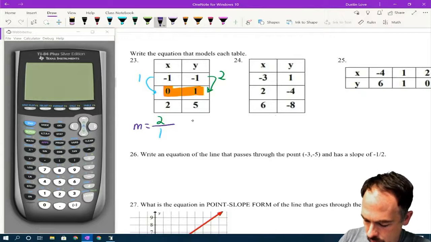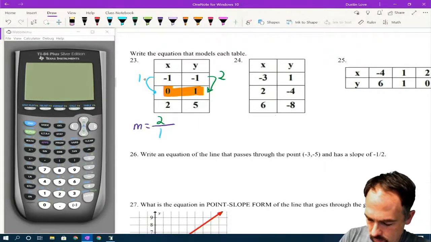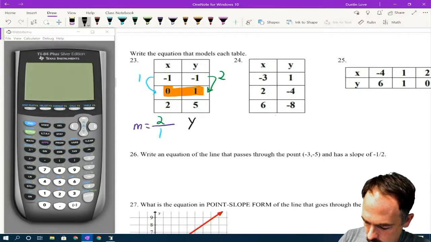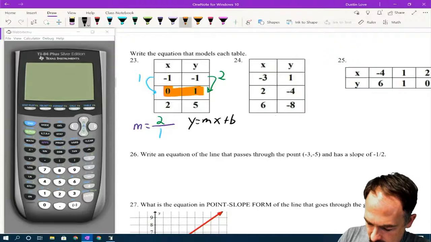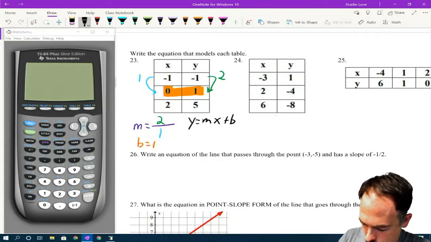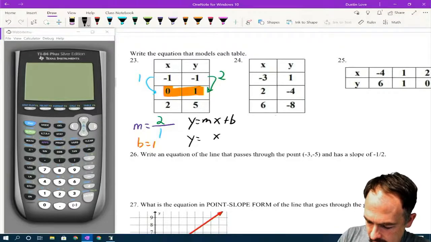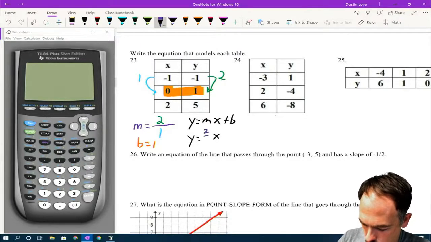So I'm using y equals mx plus b. My b value is 1. So I've got y equals m is 2 over 1x plus 1.